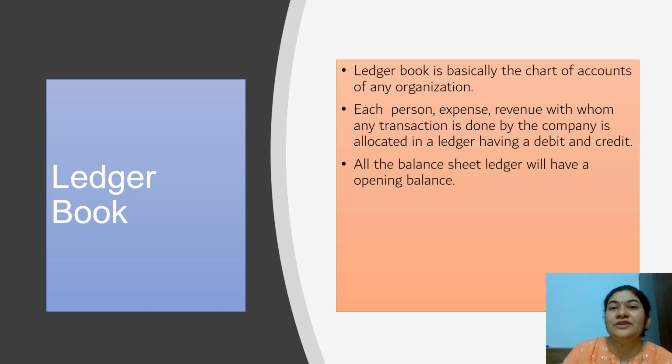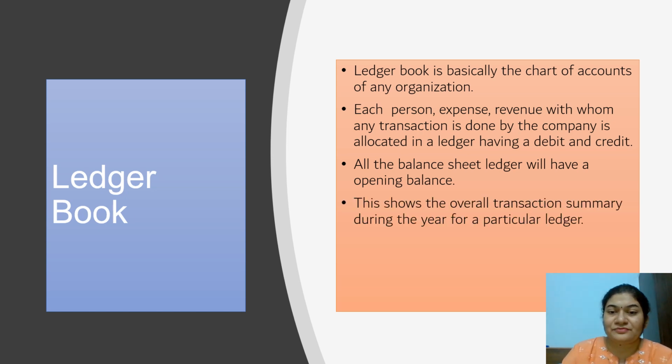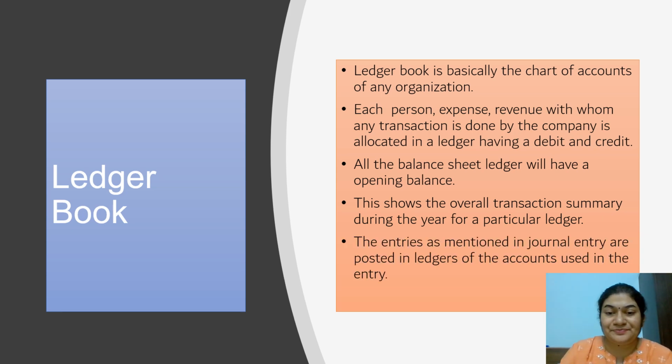So if you start with a new ledger, then it will not have an opening balance, but the ledgers which are carried forward from last year to this year will definitely have an opening balance amount. This means the ledger basically shows the overall summary of that account. There can be some debit entries, there can be some credit entries. So in a ledger account, you see all the transactions a company had during the year with that particular account. It's a reflection of the summary, like total entries or total transactions during the year.